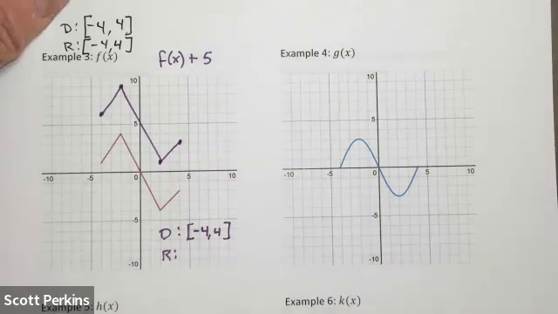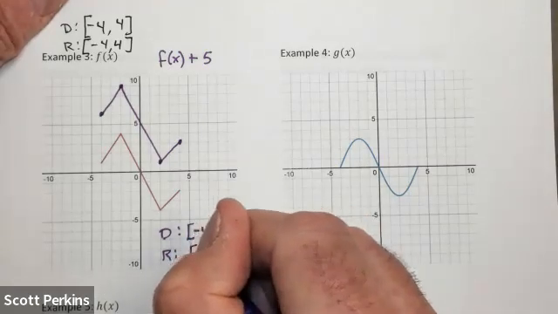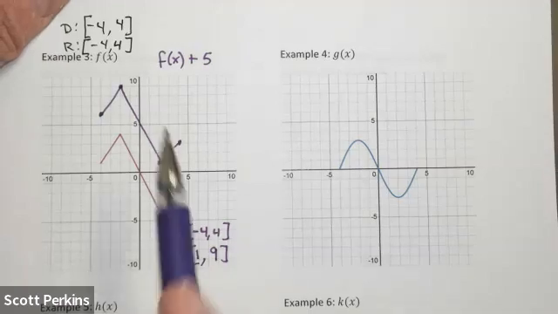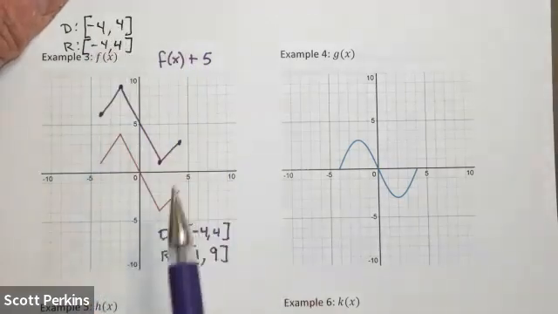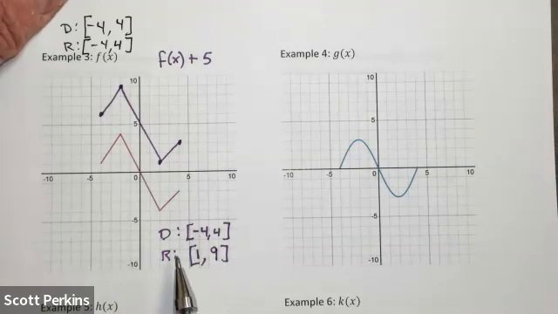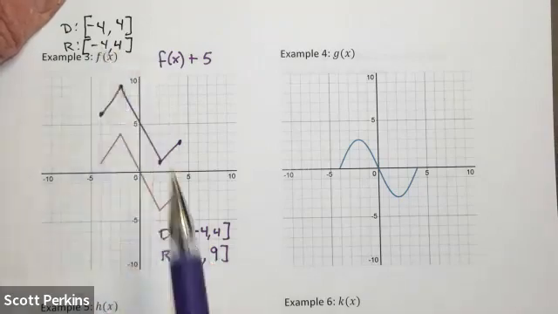But the y values have changed. Now, on my purple graph, what is the lowest y value? 1. What is the largest y value? Okay, great. And that should seem pretty clear. Look at the original domain and the range. The original domain was -4 to 4. We didn't move the graph left or right, so it stayed -4 to 4. But notice the original range was -4 to 4. The new one's 1 to 9.